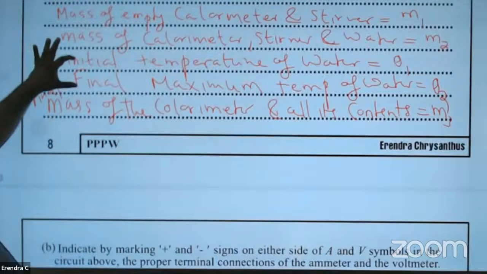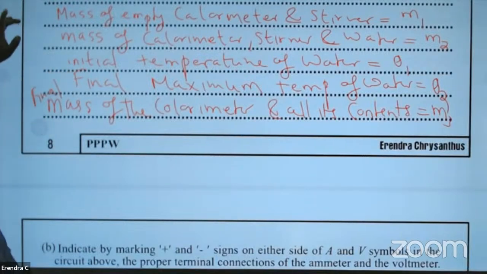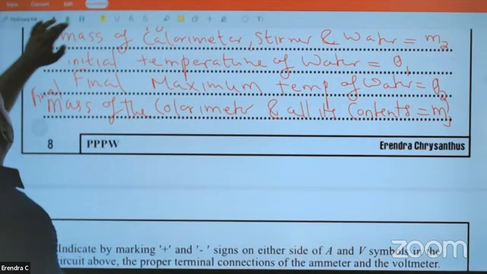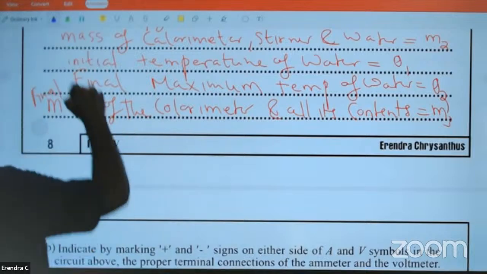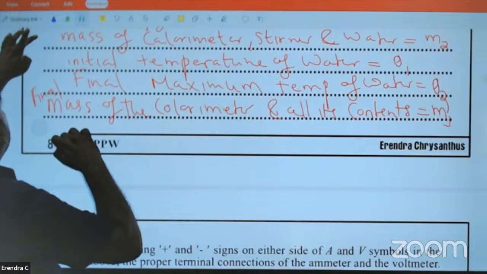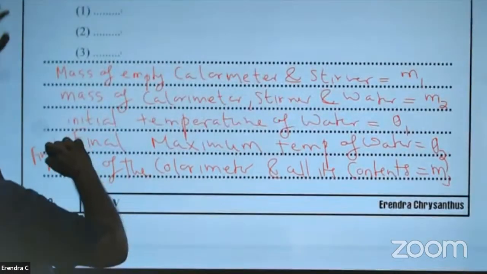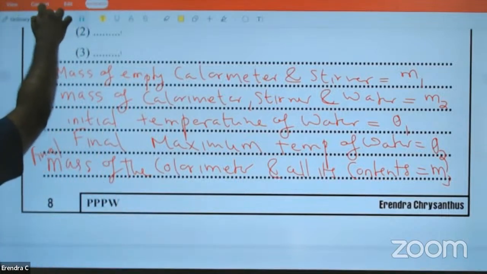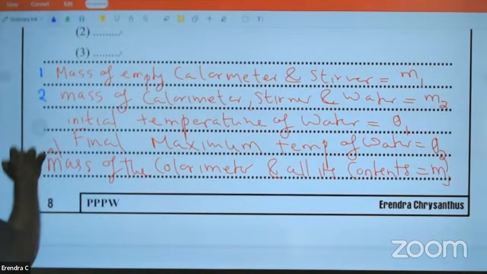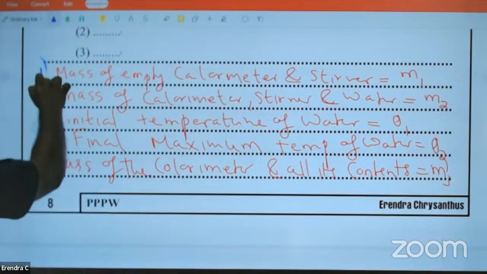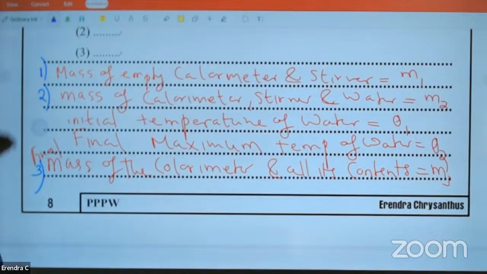Don't write these two because they are given to you, but I wrote the whole setup. They'll give you marks for this, this one, this one, this one. These two are anyway given in the question. Point number 1, point number 2, point number 3.